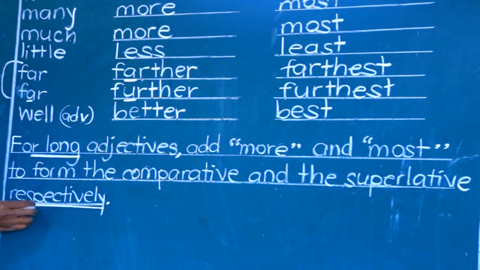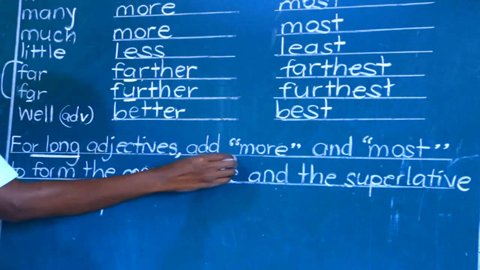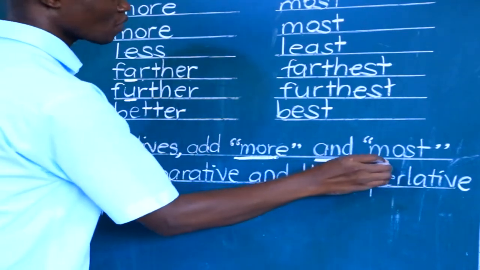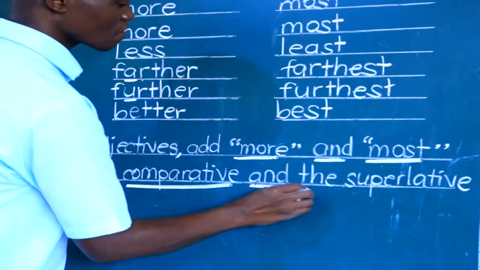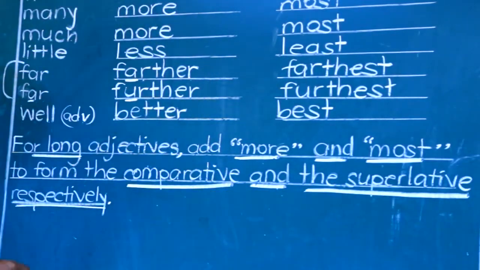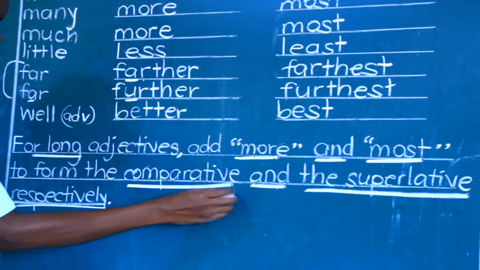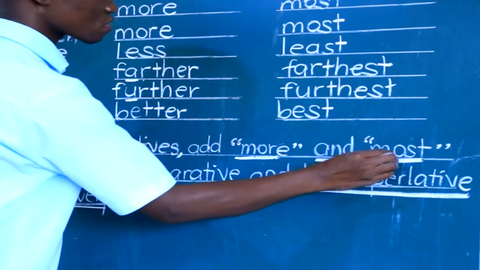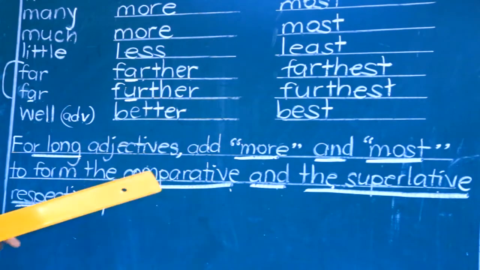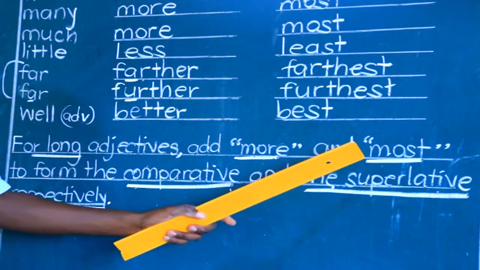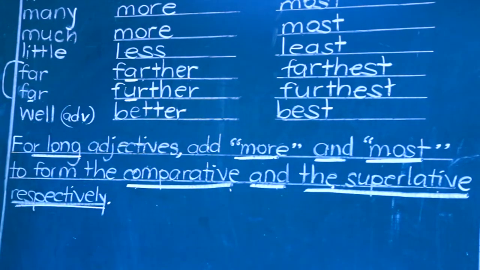What does respectively mean? The order doesn't change. Teacher, which order? The order of more and most, the order of comparative and superlative. So we mean more for the comparative, then most for the superlative. Hope you have got me. That's the meaning of the word respectively. So we are adding more to form the comparative and most to form the superlative.